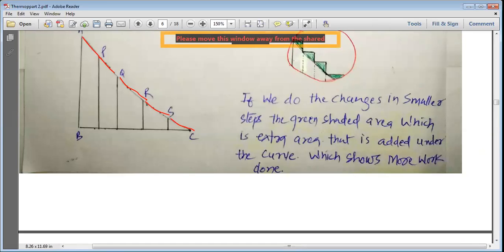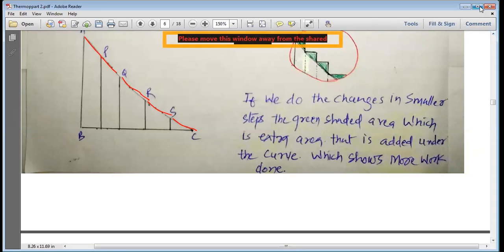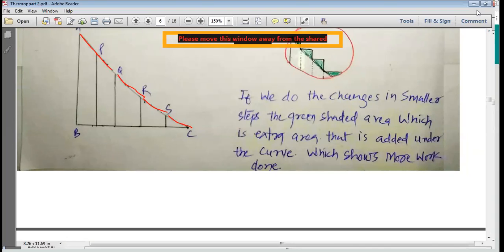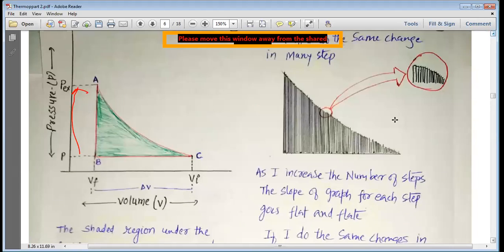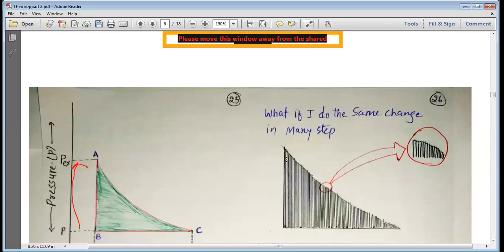But now, my dear students, if the same work is done in many steps, we can have these many steps. Each step is represented by the black line and the space between them.